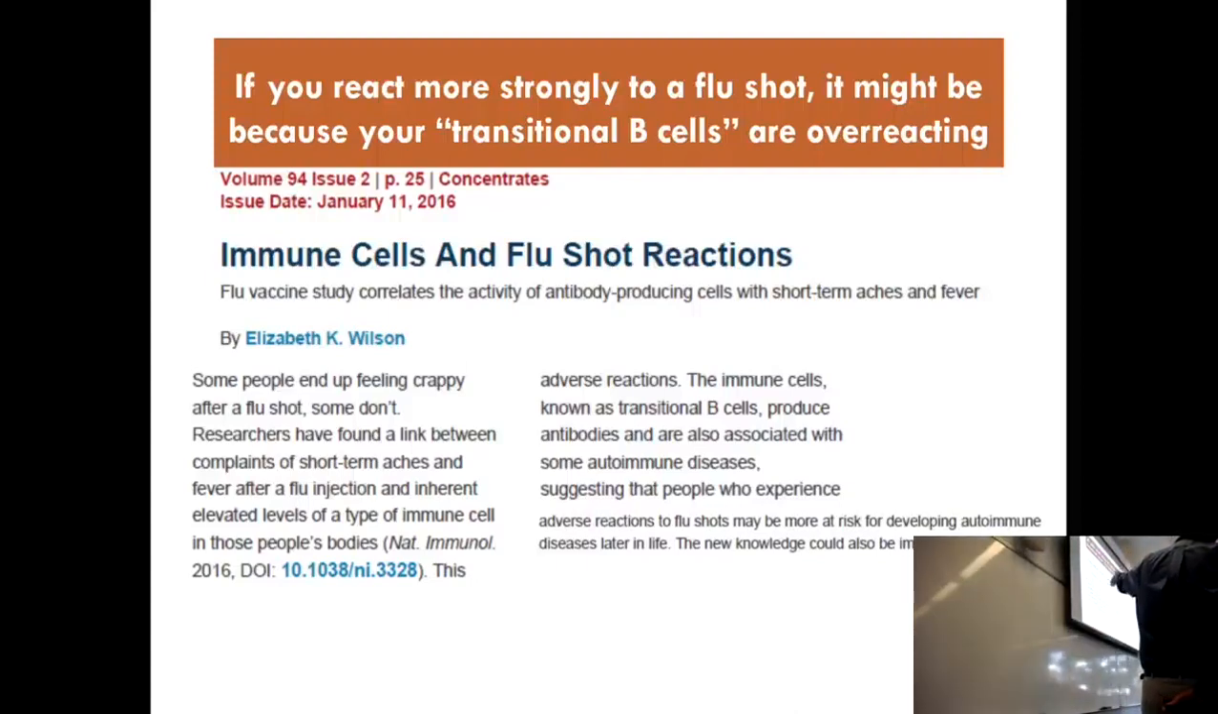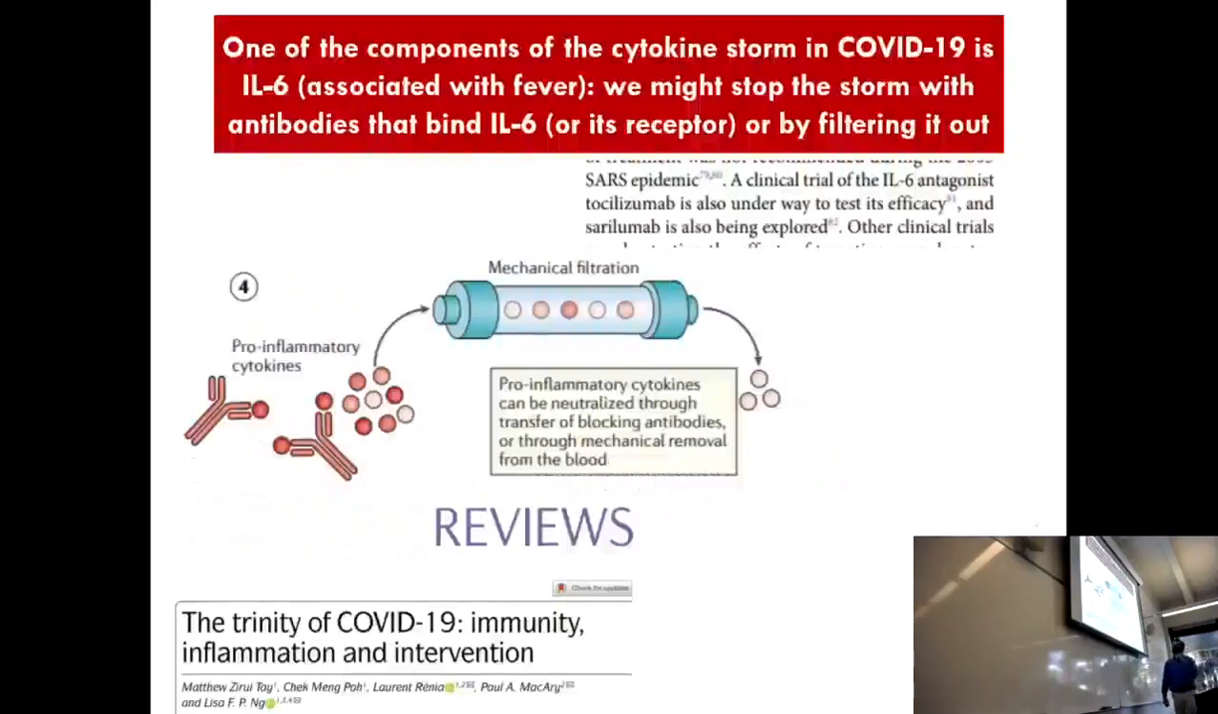So, for example, there are some side effects to some flu shots that have been traced to transitional B cells. Now, we are only going to be talking about the classical types of cells, and immunologists can get really down into the different types of cells. How do you even define a different cell type? And here's one that was associated with an overreaction to a flu shot. And this predates COVID, if you'll notice.